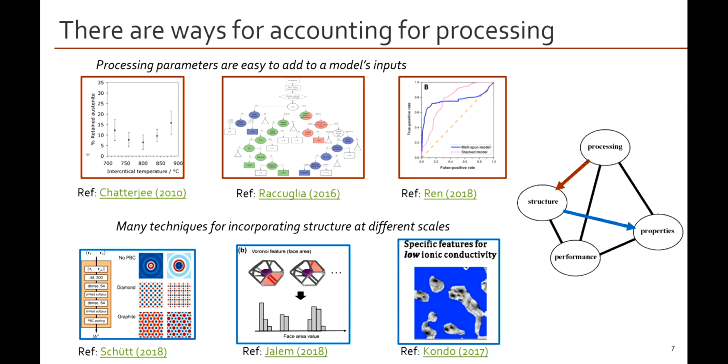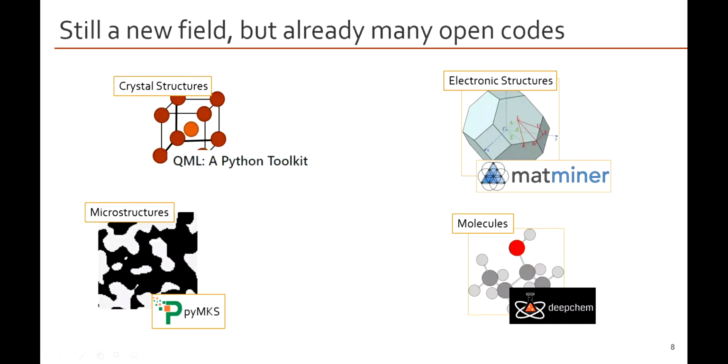And then finally, there are plenty of ways of using techniques borrowed from image processing to investigate the micron scale structure, which is well exemplified by this work from Kondo and others that used convolutional neural networks to study ion conductivity in materials that differed based on their micron scale structure. So that's a lot of introductions of different ways that you can take materials and compute features from them based on different aspects of their structure.